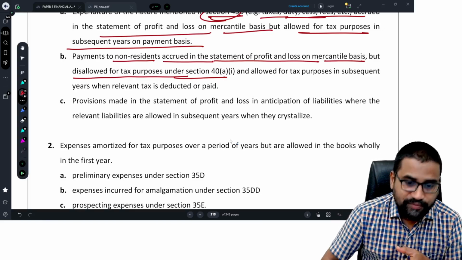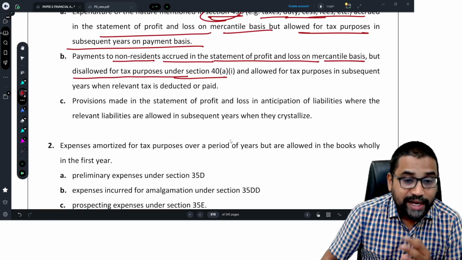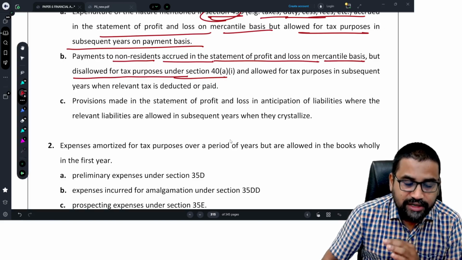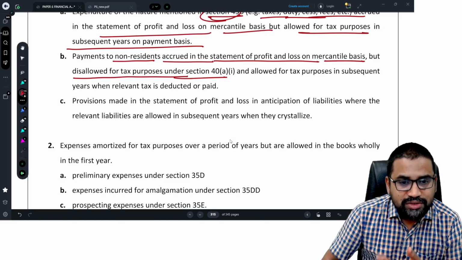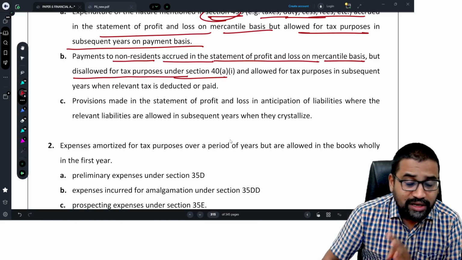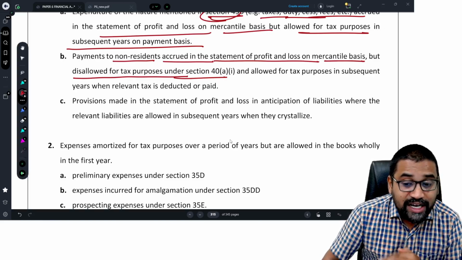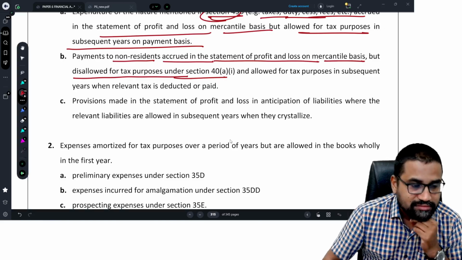Similarly, one more section called 40AIA: when you make any payment to residents in respect of which you need to deduct tax, but you have not deducted, 30% of the amount will be disallowed. But in accounts, we completely debit to P&L account, while in income tax, 30% is disallowed. When will it be allowed? When you pay, it is allowed.